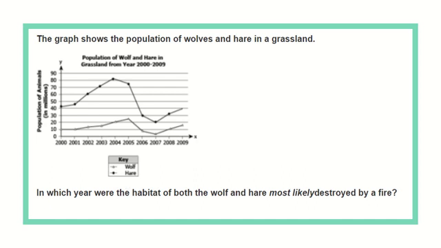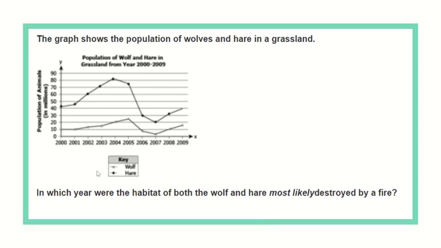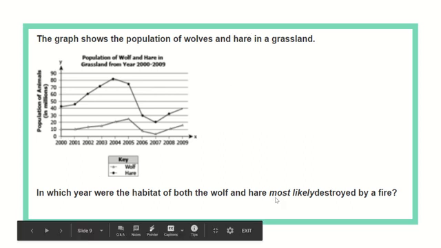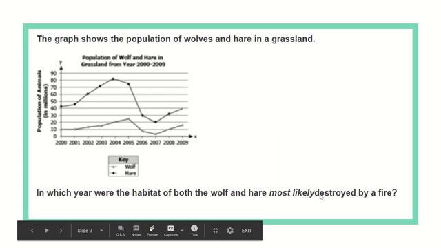All right. The graph shows the population of wolves and hare in a grassland. Now we know that hares are rabbits. They're a type of rabbit. Wolves eat them. And where were habitats, wolf and hare most likely destroyed by fire? Well, what we have to look for here is if their habitat's destroyed, then they're both going to go away. If you have more hares, then you're going to have more wolves. If you have less hares, then you're going to have less wolves because that's what they eat. So we need a decrease for both.